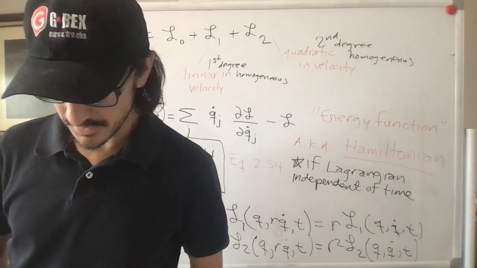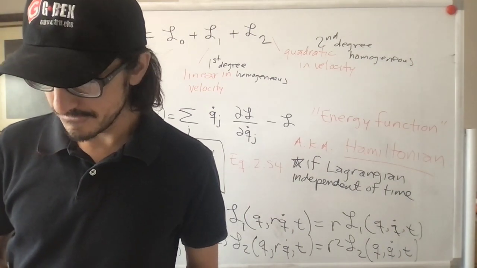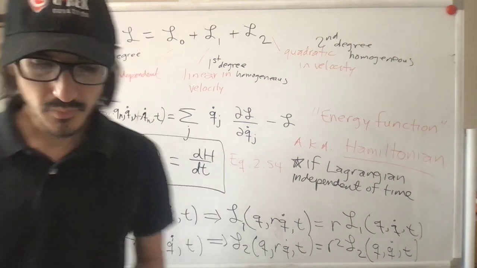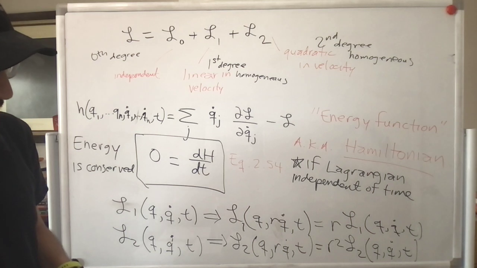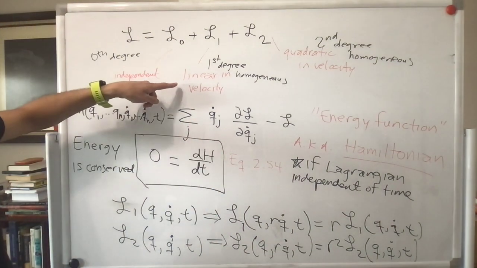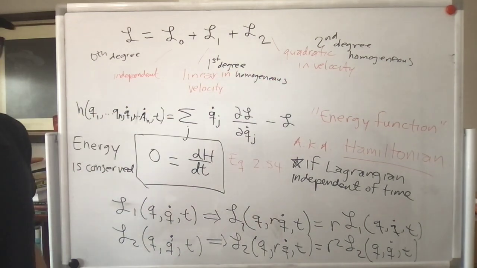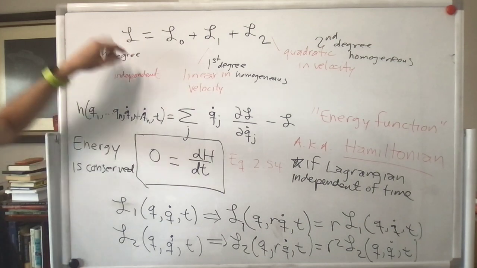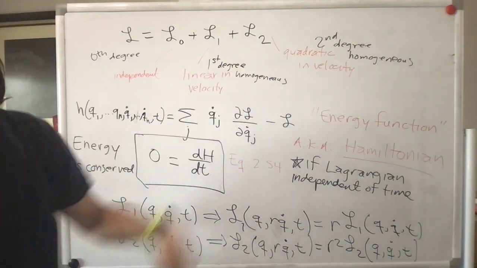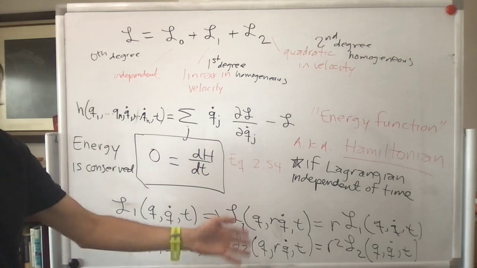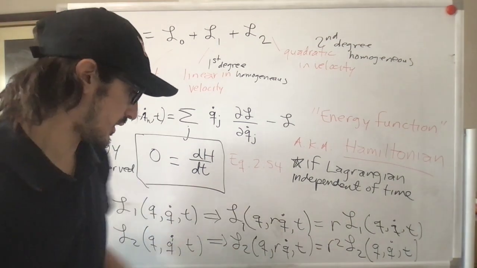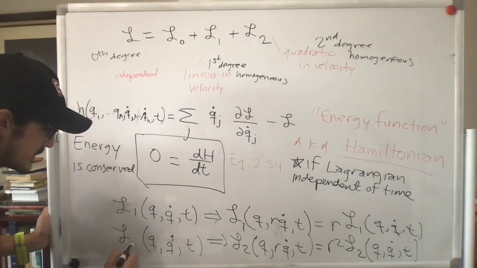I have a question. Yes. Why are we multiplying the multiplicative factor with only the velocity? Because we're looking at whether it is linear or quadratic in velocity. We're looking at the behavior of the Lagrangian with velocity, and whether we can separate the Lagrangian into independent, linear, and quadratic parts. So, first degree homogeneous, second degree homogeneous. This is how you test. This is the definition of a homogeneous equation of degree, I guess we can put a K over here.